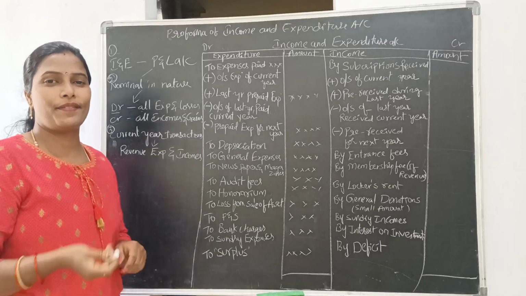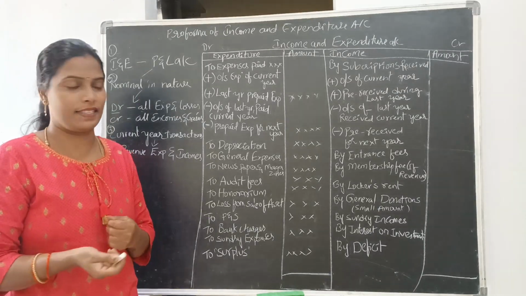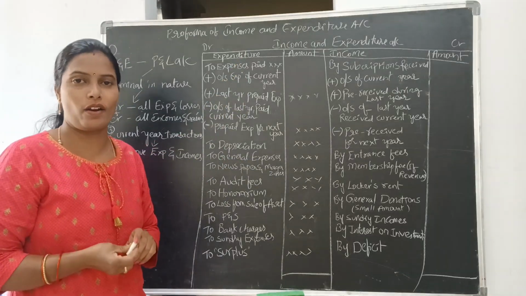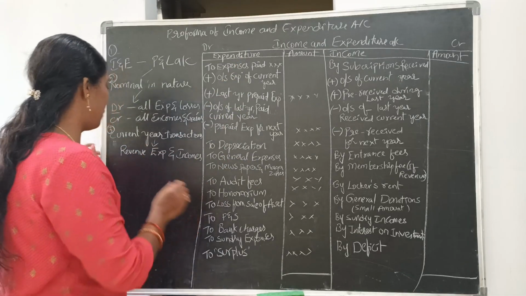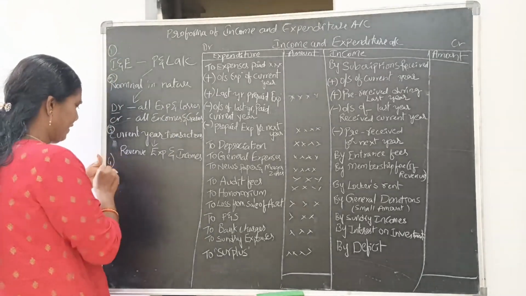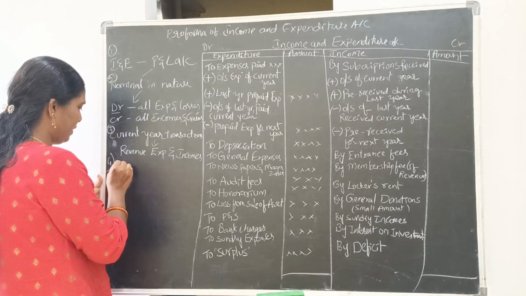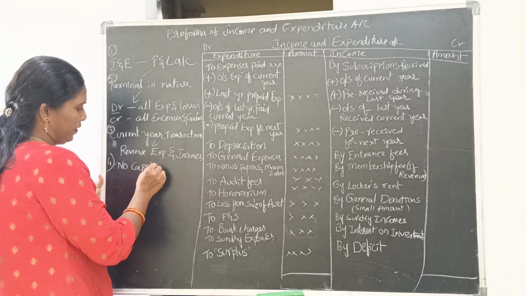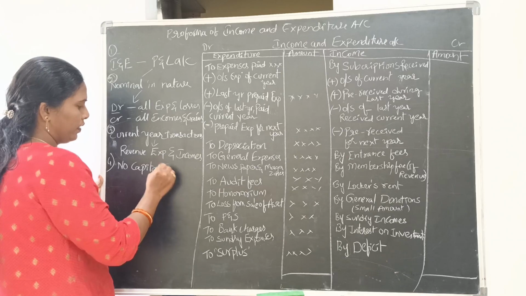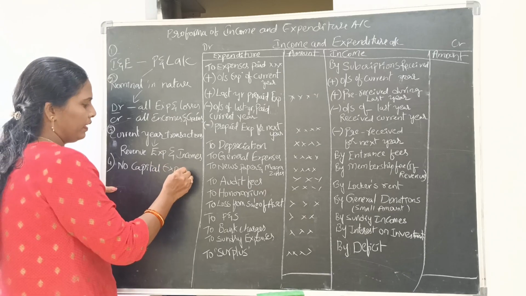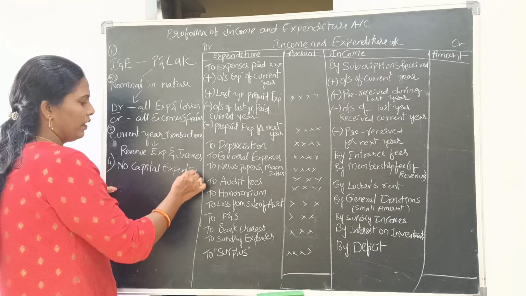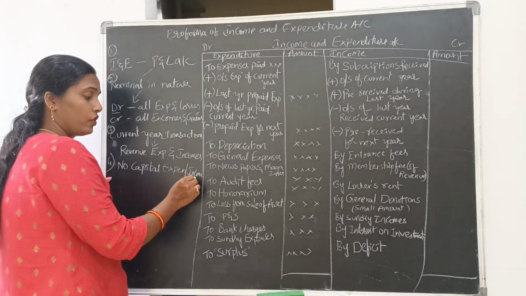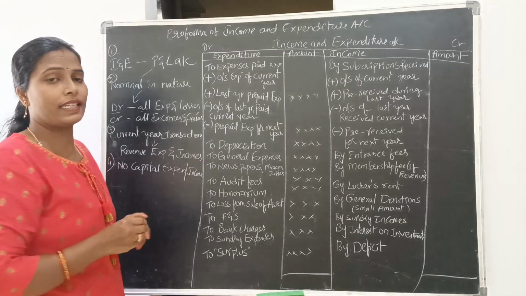What do you mean by revenue? Revenue means recurring expenses and recurring incomes only, which we are going to take in this account. So no capital expenditure and no capital income. We don't write capital expenditure in the books of the income and expenditure account.